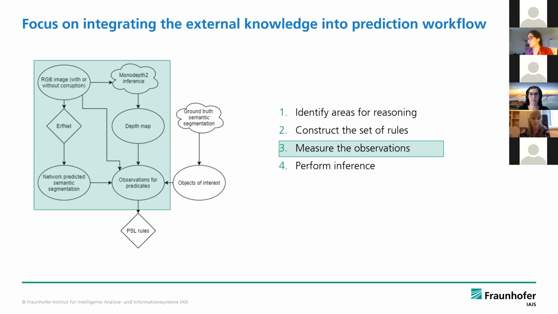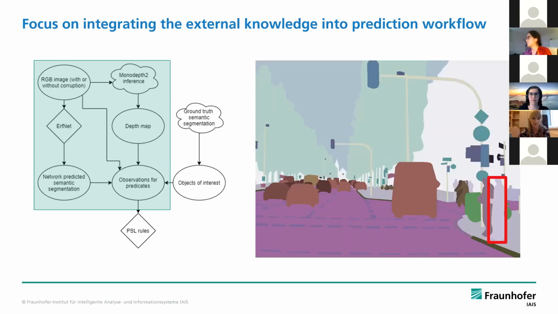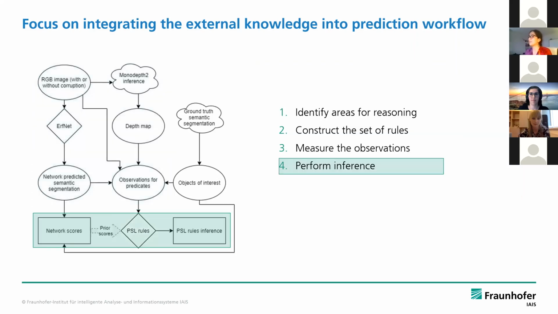It can be multiple sources: depth information, color information from the original frame, or, as we're also doing, the semantic segmentation done by the network, for example, to understand that our object of interest is standing on a pedestrian walk. Finally, we can do the inference of PSL rules, and combining it with the network scores predicted by the semantic segmentation network, we can improve the results.